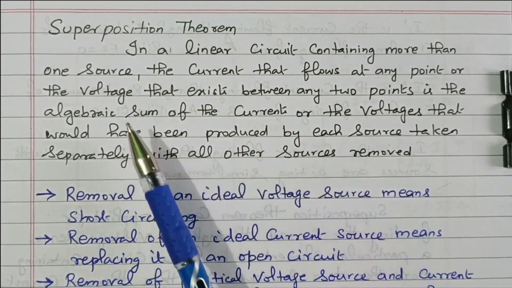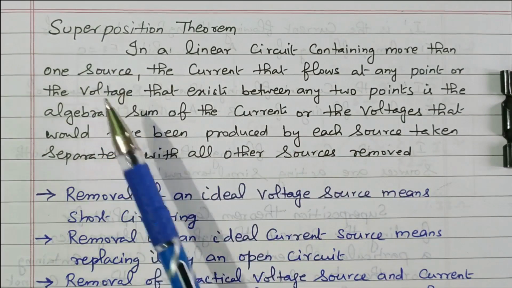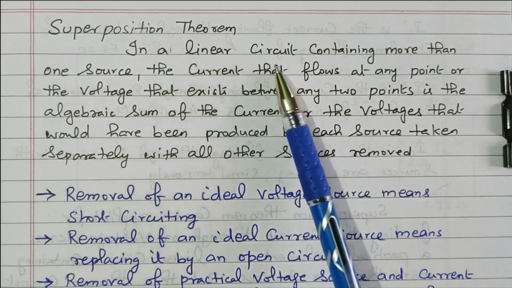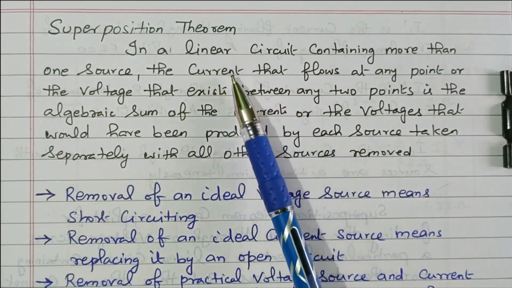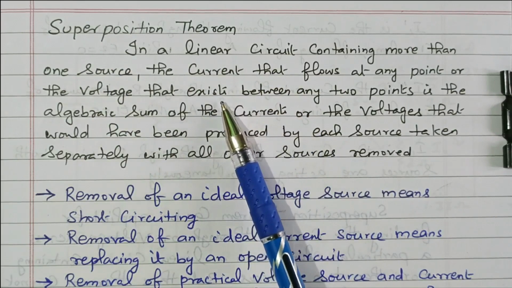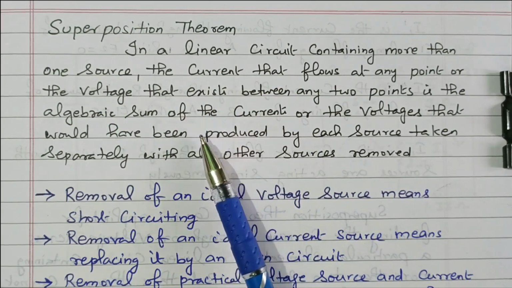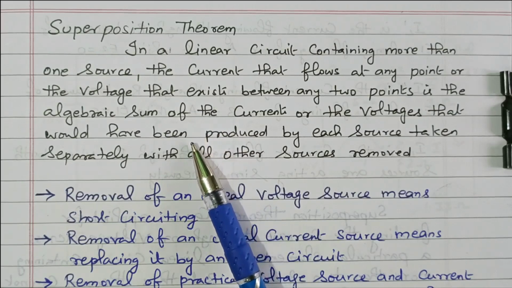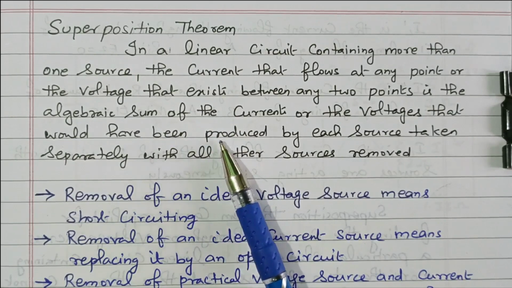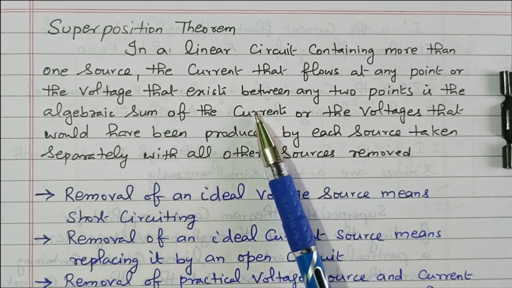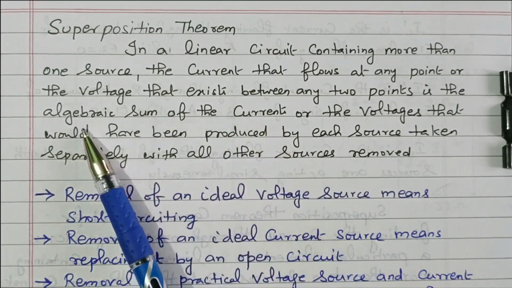So the superposition theorem is the name itself, superposition. In any linear circuit, either the current or voltage exists, there are n number of sources available, meaning we can consider only one source at a time, remove the remaining sources, then consider the second source, remove the other sources, such that we need to find the current and voltage. So the final value is the algebraic sum.